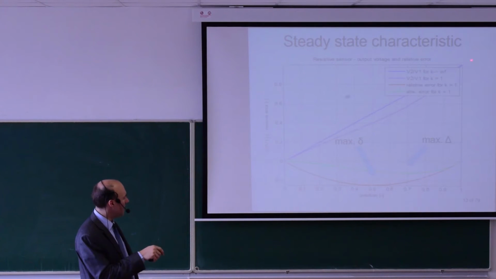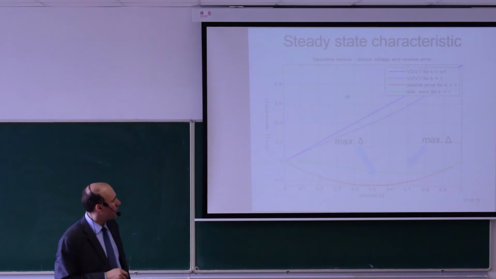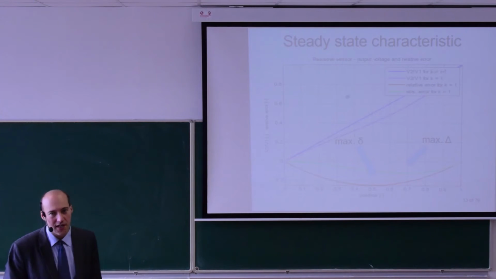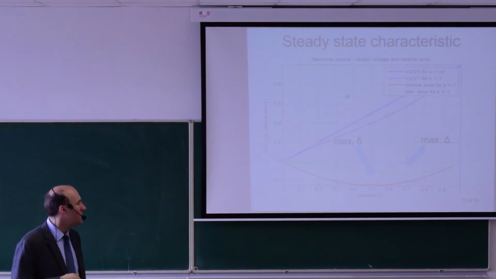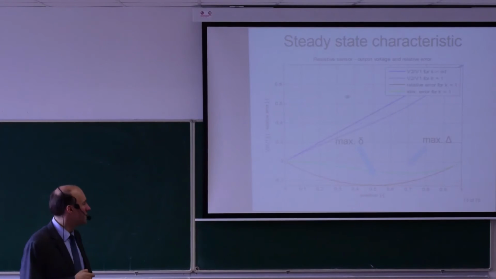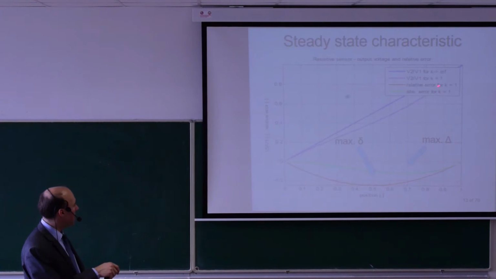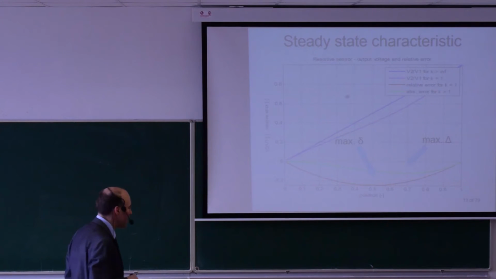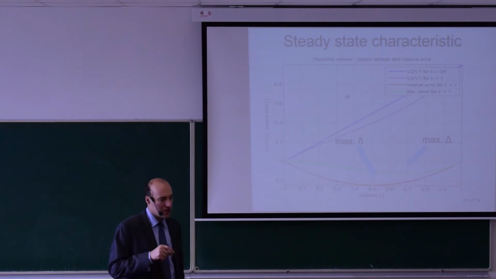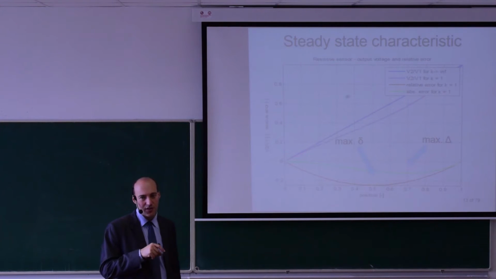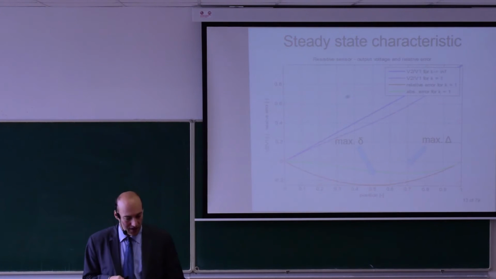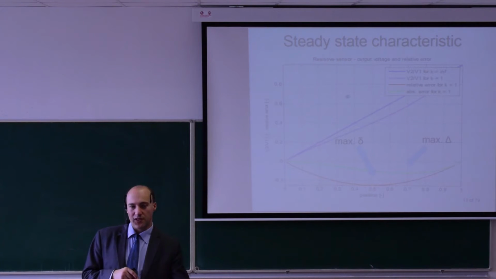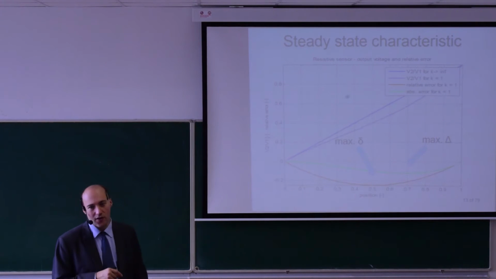The blue line here is for K going to infinity, so for an ideal voltmeter with infinite input resistance. The magenta line here is for K equal 1. K equal 1 means it's a sensor and voltmeter with the same resistance. So for example, here in my case, I have a 5 kilo ohm sensor and I would have a 5 kilo ohm voltmeter.